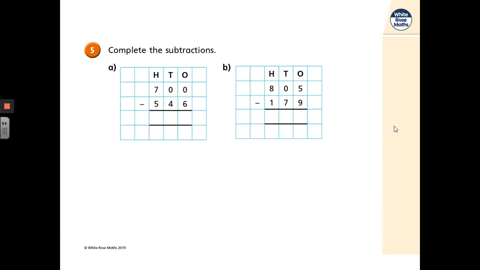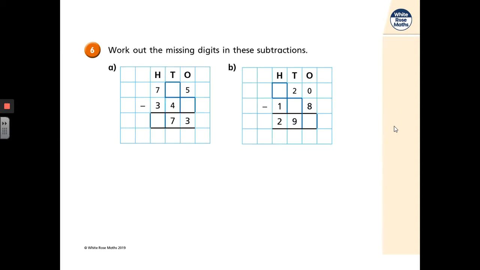Number 5 says complete the subtractions. Now you'll notice these are a little bit trickier because you have got zeros. So remember our method for that, you will have to exchange across from that hundreds column. Make sure you leave yourself plenty of room because you're going to be doing lots of exchange on this one. If you're not sure on this, go back to the beginning of the video where you've got the examples from myself and have a look at the bottom of the second page on the subtraction examples where I've shown you how to do this skill.